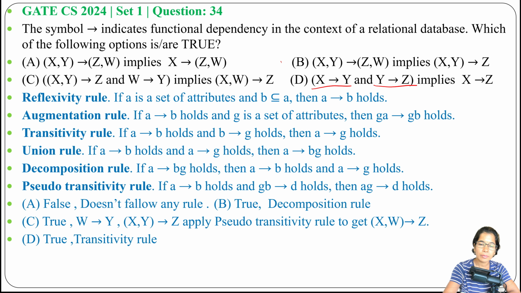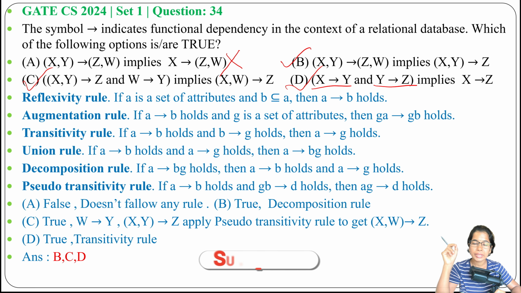We found option B is true according to decomposition rule. Option C is true according to pseudo transitive rule. And option D is true according to transitive rule. Option A is false. So the answer will be option B, option C and option D. I already discussed closure of functional dependency.